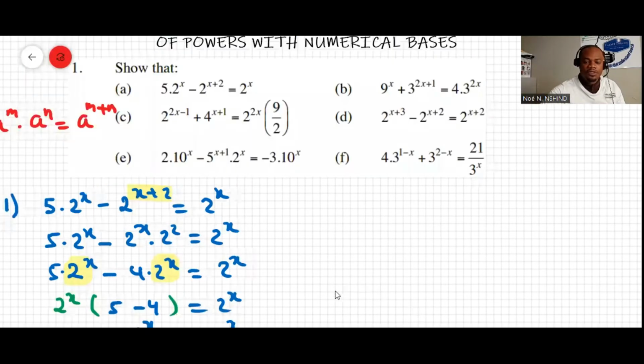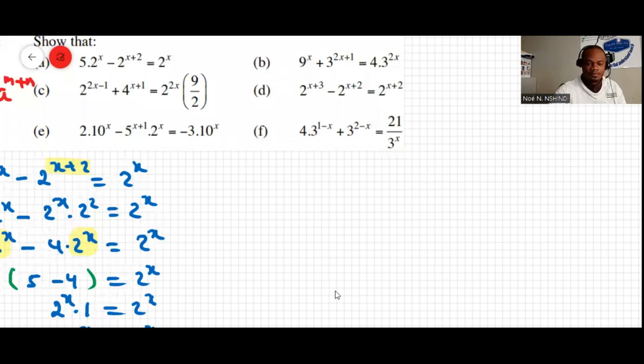Now the following question is question B. Question B here says 9 to the x plus 3 to the 2x plus 1 equals 4 plus 3 to the 2x. So it means that this equation here is true. We just need to prove why it is true.